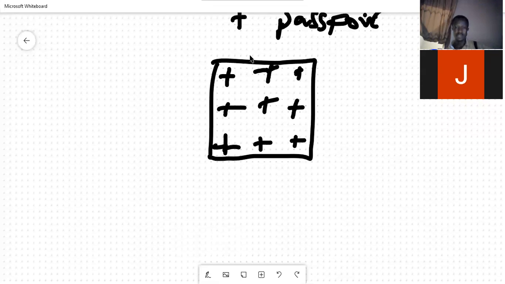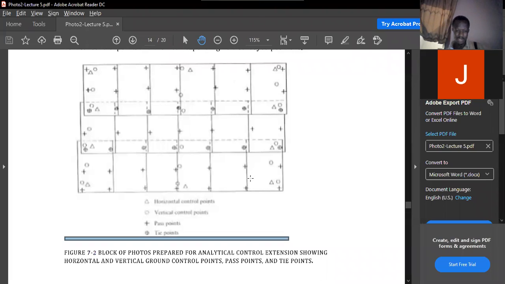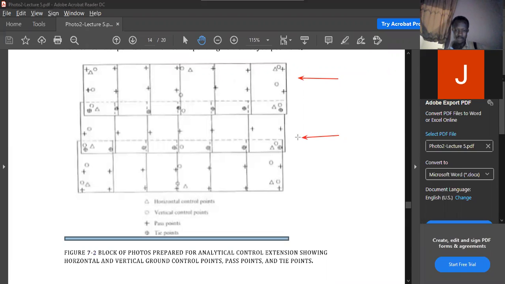Let's go back and look at this. So this diagram should make a lot of sense. Like I said, the tie points only exist where we are joining the strips. So this is one strip. This is the second strip. This is a third strip. And then the actual tie points will lie here where the strips are joining.